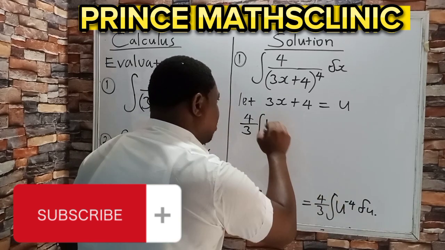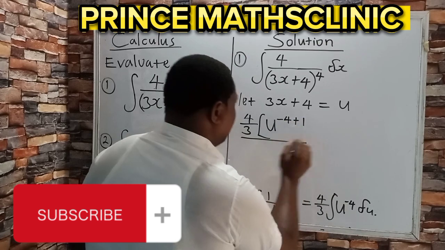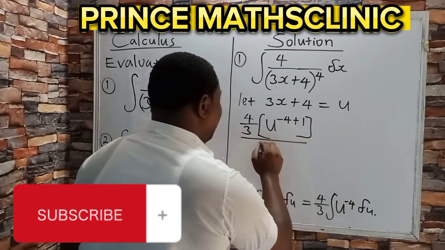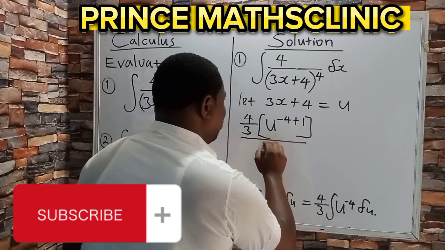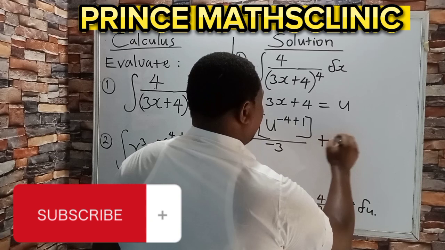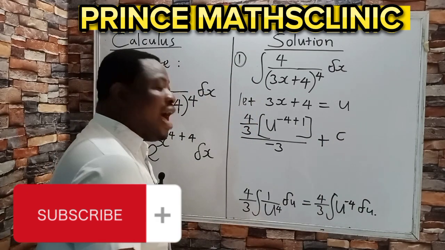Integrating this, remember the rule: add 1 to the power. Minus 3 plus 1 gives you minus 3. Then add your constant. As long as you have integrated, always add your constant.